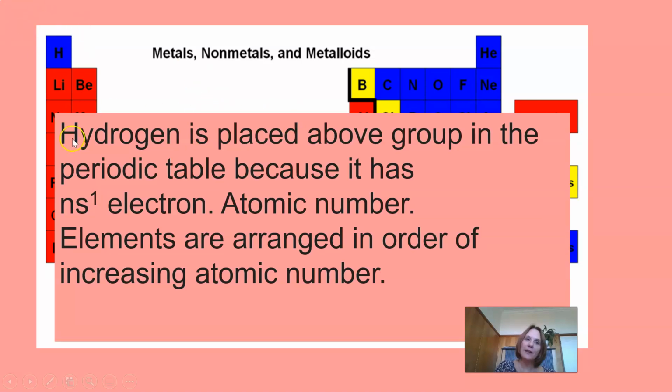It's placed over here in this group over here, in group 1, because it has 1 electron, 1 proton. So its atomic number is 1. And because elements are arranged in order of increasing atomic number, it goes hydrogen is 1, helium is 2, lithium is 3, beryllium is 4, boron is 5, and, like I showed you earlier, carbon is 6.